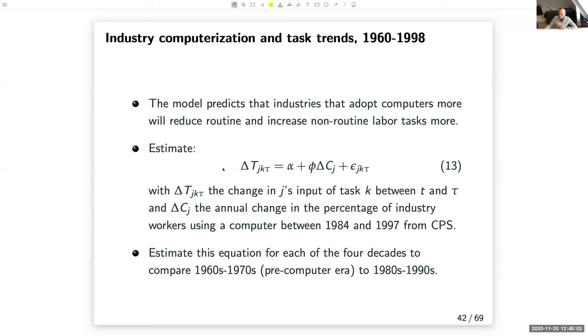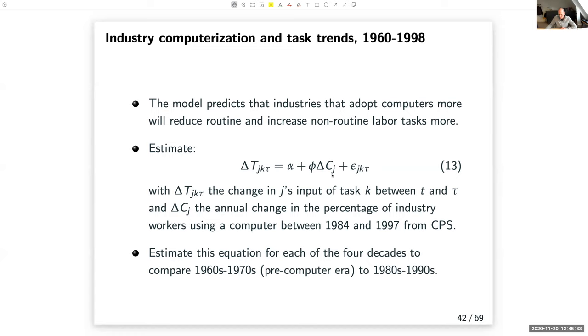And so basically, what we have is that we can test that. So the change in task K in sector J in time period tau, regress that onto a constant, and then a parameter phi times the change in CJ, where CJ is the annual change in the percentage of industry workers using a computer.